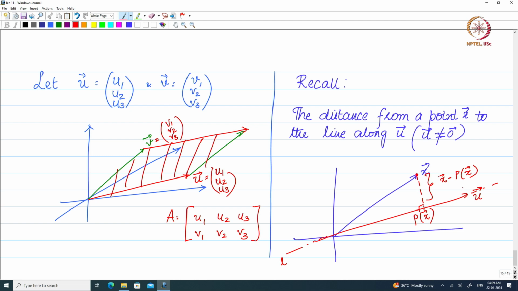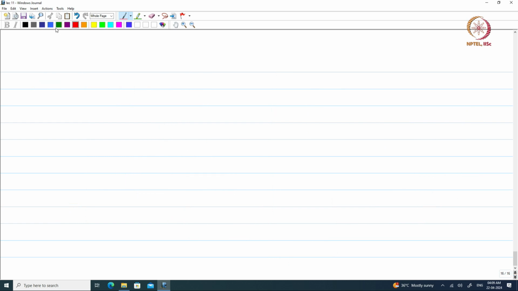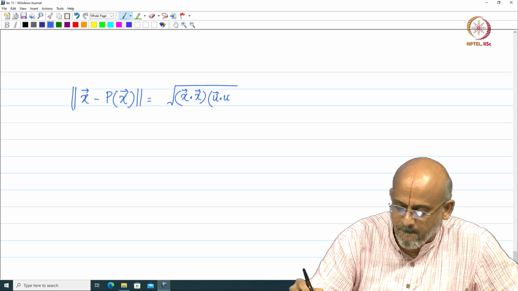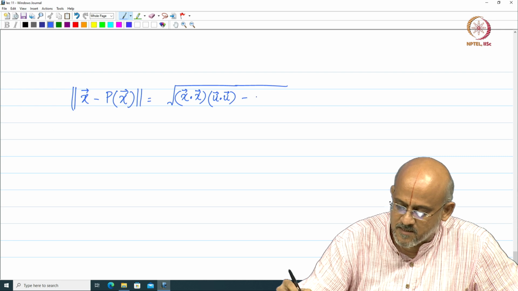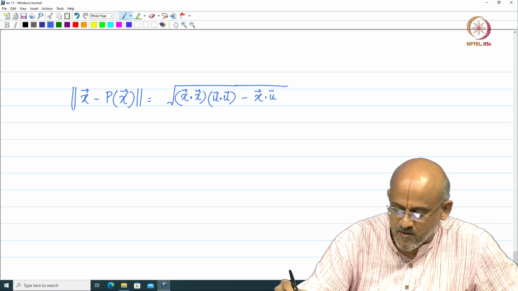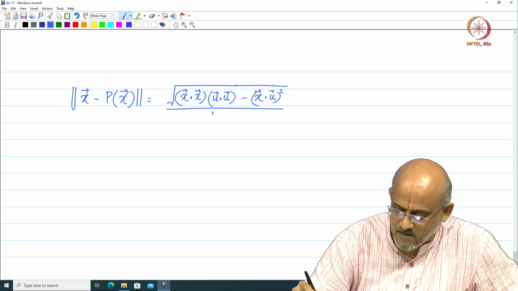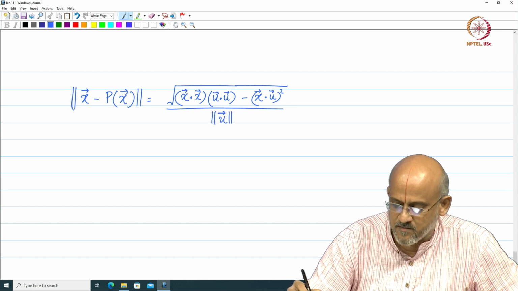So, that is exactly what it is, and we figured out that the length of this difference vector x minus p of x was given by the square root of x dot x into u dot u minus x dot u the whole square, divided by the length of this vector u. This is what we had.